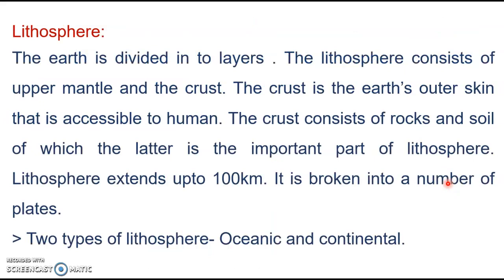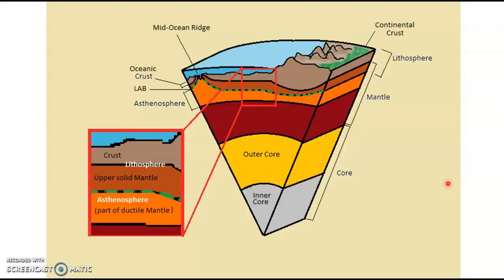The next segment of the environment is lithosphere. Here is a picture showing different parts of the earth. The earth is divided into three portions: core, mantle and crust. Core is the inner part of the earth, above which is the mantle and then the crust. Crust contains all the rocks, soil, minerals, etc. All this part comes under crust.